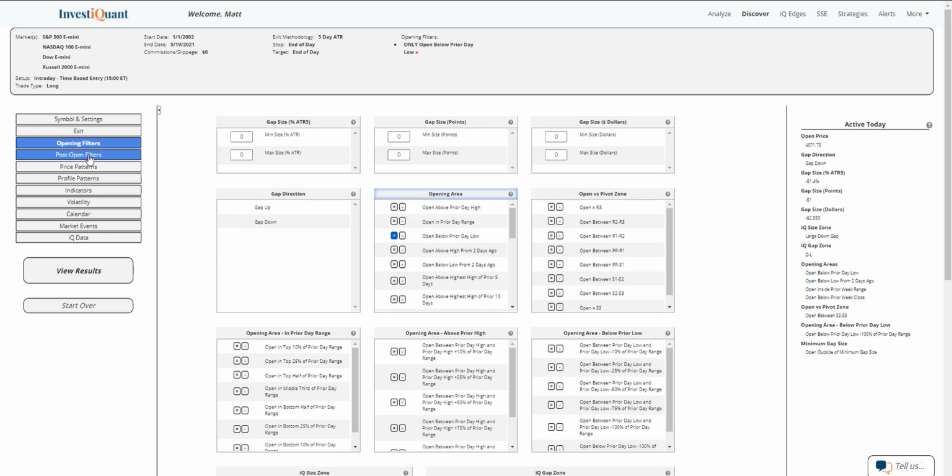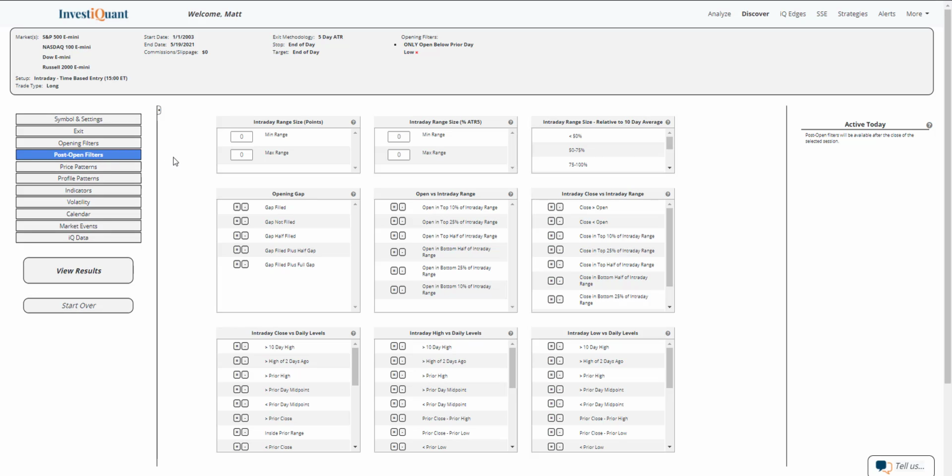Next, I'm going to go into the post-open filters, and I'm going to say that we have not made it back to yesterday's closing price. So that is an opening gap that has not filled. I'm going to hit equals here next to gap not filled.